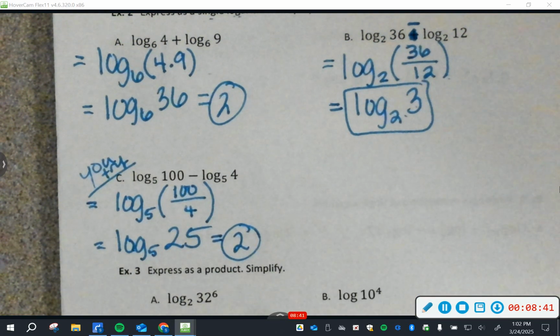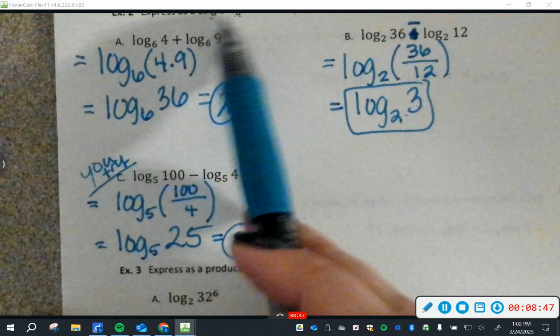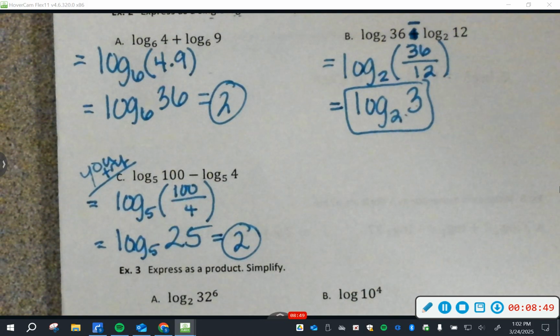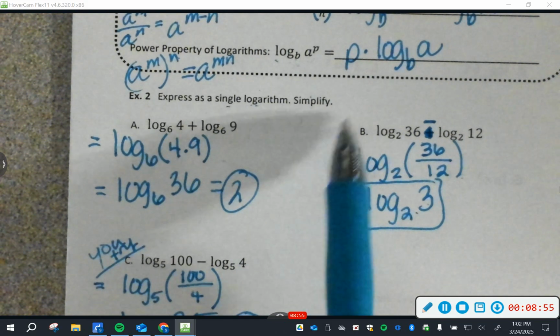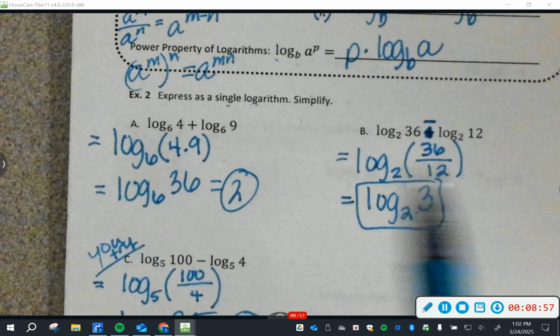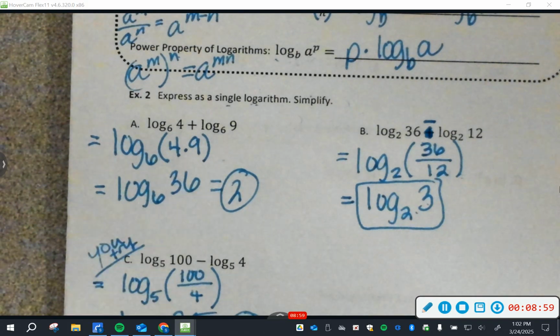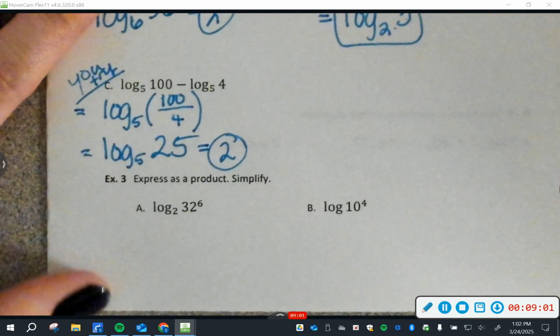So sometimes we'll be able to simplify all the way down and sometimes not. But condensing is in order to solve an equation, so like in a couple days, we're going to put an equal sign and put stuff on the other side. In order to solve, we need to have log written one time. So we're just practicing being able to do that.